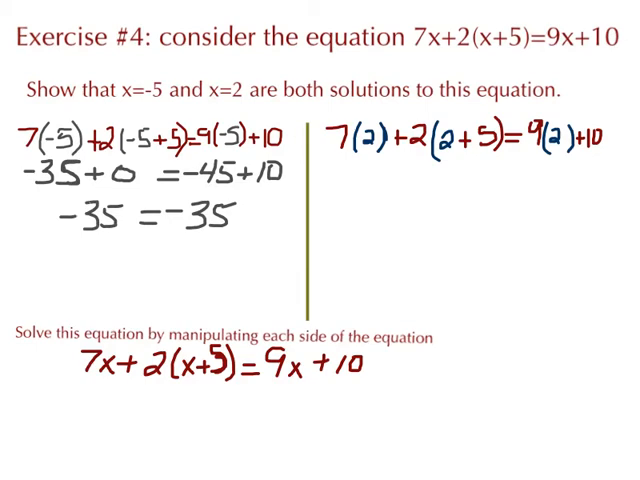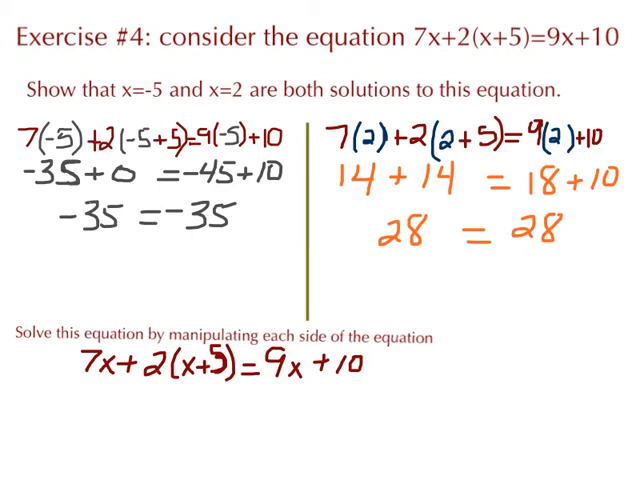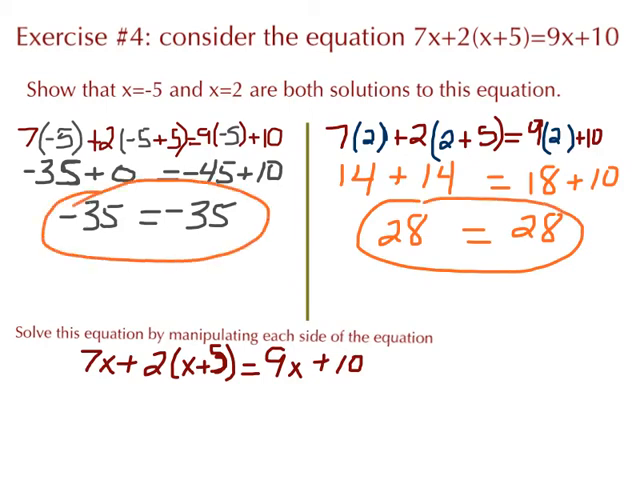Now I took the 2 and I plugged it in for x every time I saw it. So I'm going to have 14 plus 5 times 2 gives me 14. 9 times 2 gives me 18 plus 10. And all I'm using is PEMDAS to solve this equation on either side, the expressions on either side. 14 plus 14 is 28, equals 18 plus 10, which gives me 28. Now I have one equation, two different solutions, and they both work out to give me correct answers. How could that possibly be?